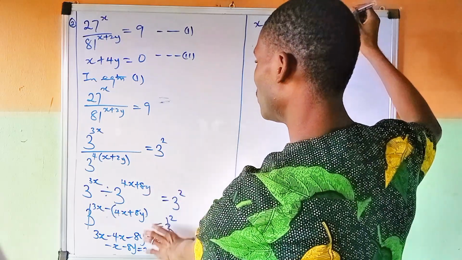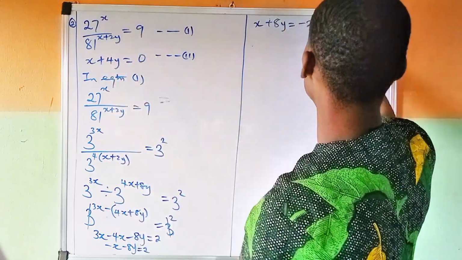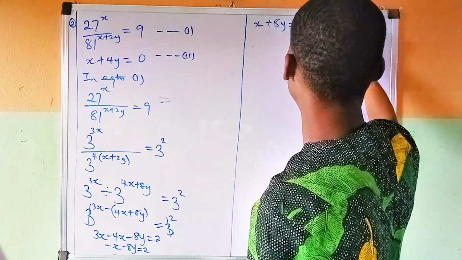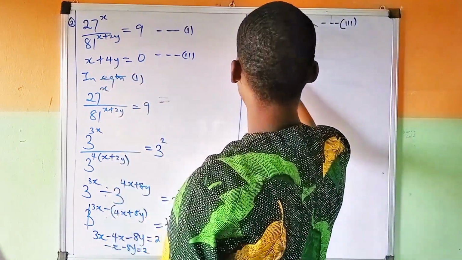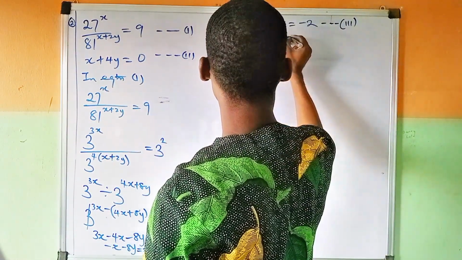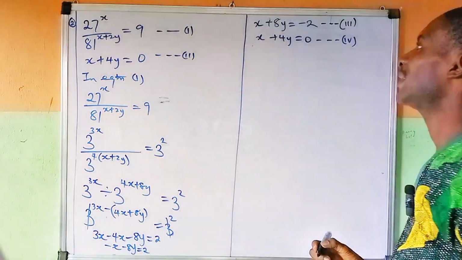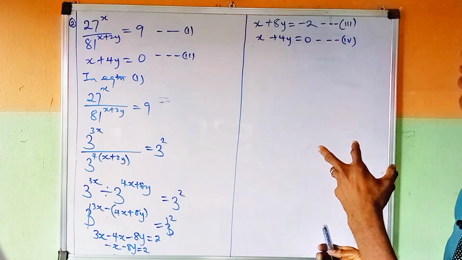So we have been able to resolve the first equation. So this becomes our equation 3. And of course, we can make this our equation 4: x plus 4y equals 0. Equation 4. Now these are two simpler equations.